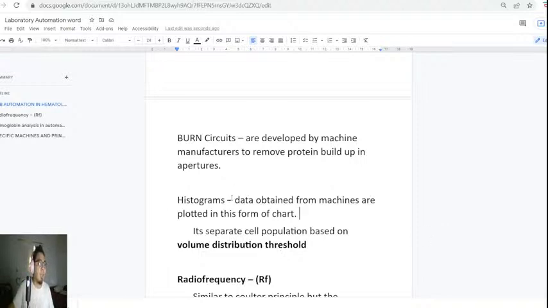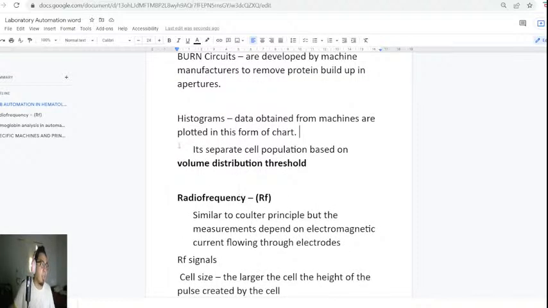Okay, but for now, you just need to know that histograms are important primarily because this is data that is presented in the form of a chart. Now it usually separates the population based on volume distribution thresholds. So what do I mean by volume distribution thresholds? A cell can be counted by the machine. The machine doesn't necessarily know what cell is passing through. It bases it on the size and the granularity of the cell.